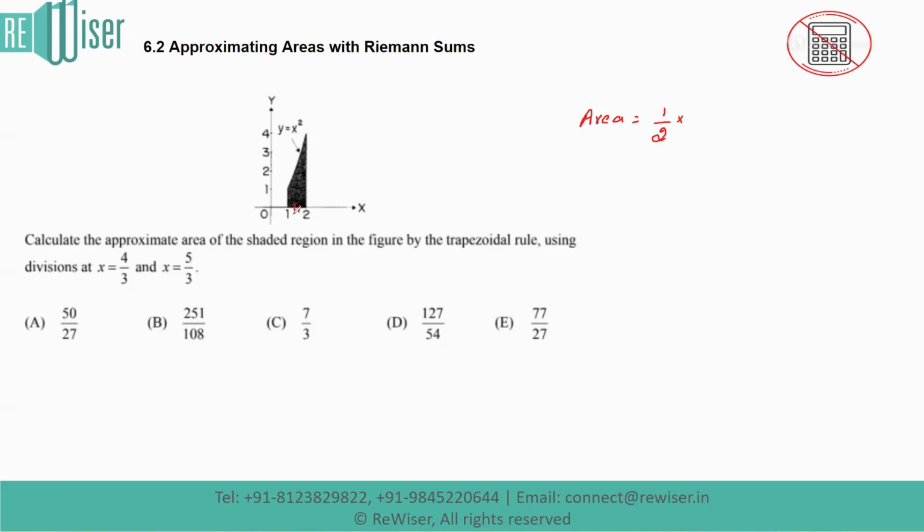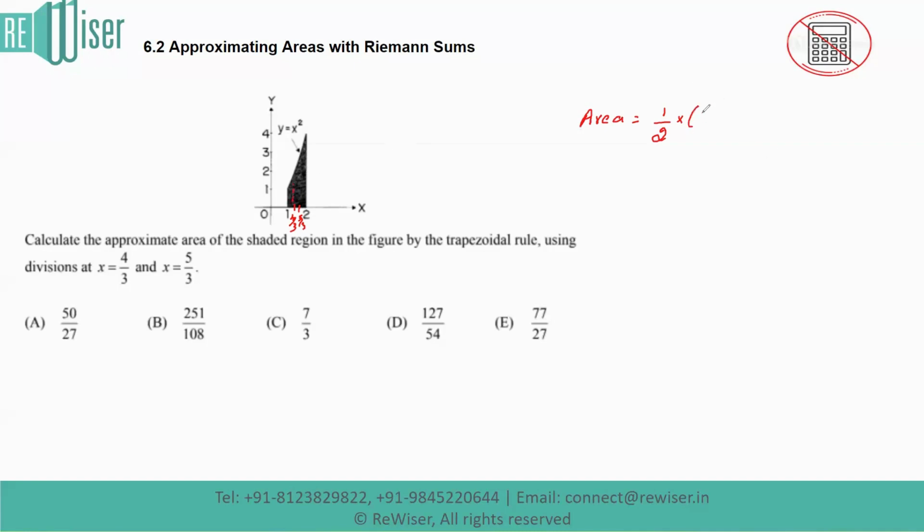we are talking about 4 by 3 and 5 by 3 as subdivisions. So that means we are talking about 3 sub-intervals. So in that case, the value of n has to be 3. So we are kind of inserting 3 trapezoids. That's what it means.